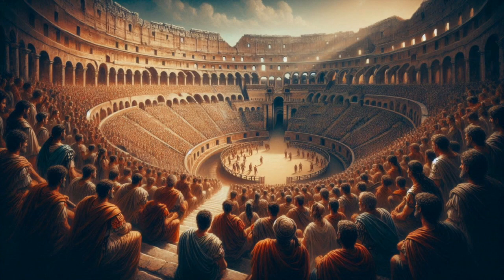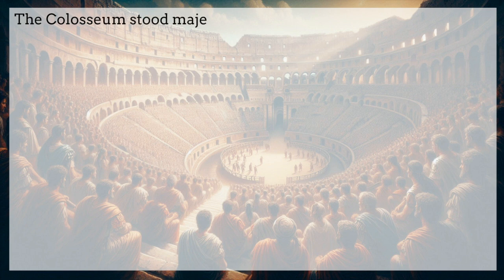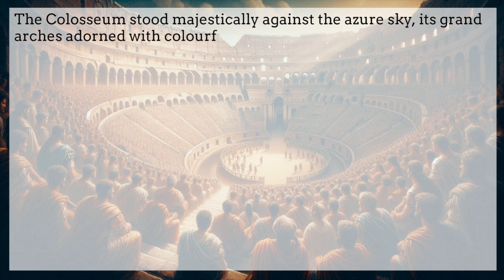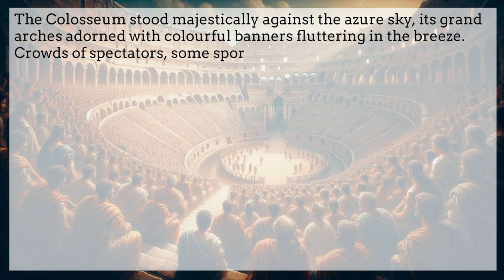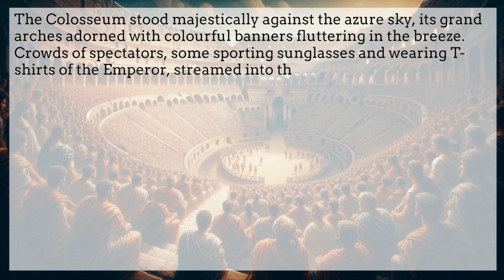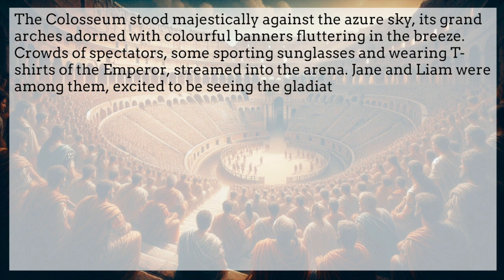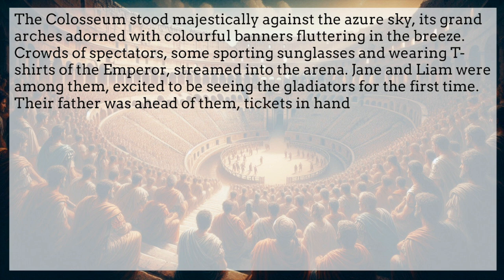Take a look at this setting description I wrote for a story set in Rome's Colosseum. The Colosseum stood majestically against the azure sky, its grand arches adorned with colourful banners fluttering in the breeze. Crowds of spectators, some sporting sunglasses and wearing t-shirts of the Emperor, streamed into the arena. Jane and Liam were among them, excited to be seeing the gladiators for the first time. Their father was ahead of them, tickets in hand. Inside, the atmosphere was electric.